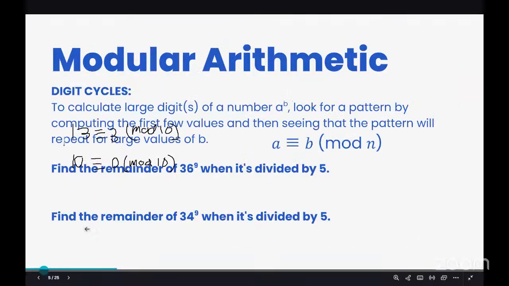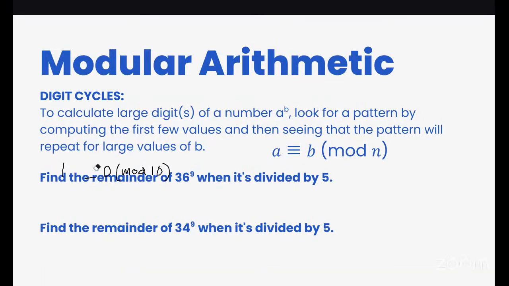So like I was saying, digit cycles. This means to calculate large digits of a number, a to the power b, look for a pattern by computing the first few values and then seeing that the pattern will repeat for larger values of b. Some of y'all might have seen this at school with imaginary numbers, and it's similar to that. So here are a few problems. You won't really need digit cycles for these if you can figure out how to do it with the pattern I showed before. So I wanted to give you all a few minutes to just try it on your own, and then we'll go over them.